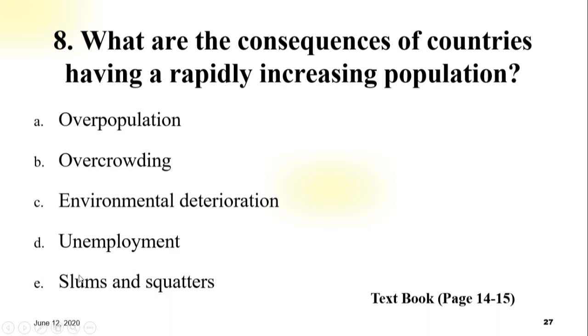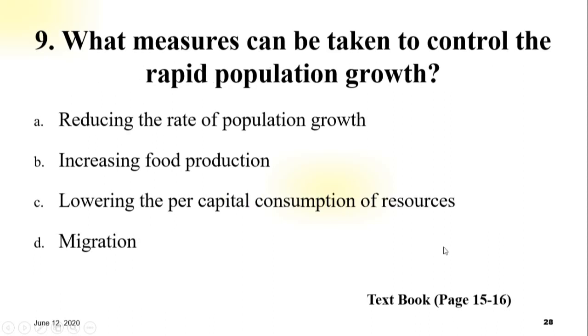At this point, you can listen to my video one by one again, okay? It is also in the student textbook, page 14 to 15. You can read it. And now move to point number 9, also the last point in Unit 1. What measures can be taken to control the rapid population growth?